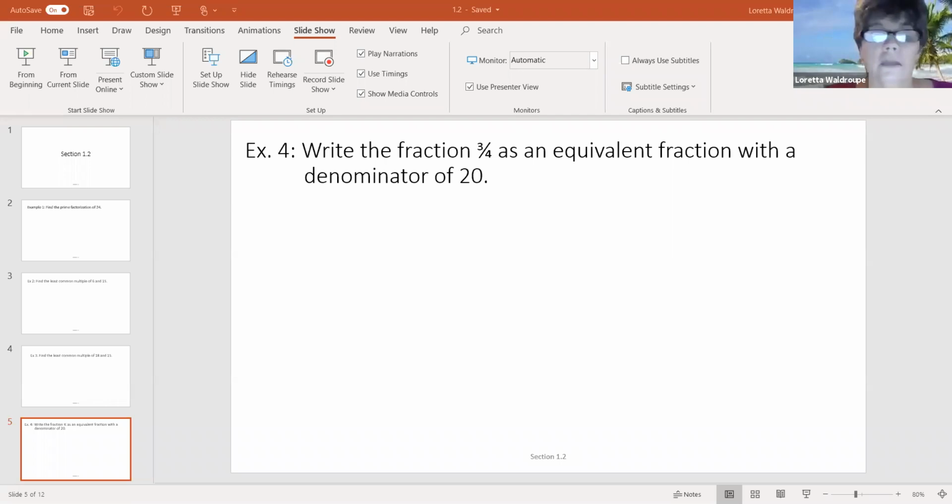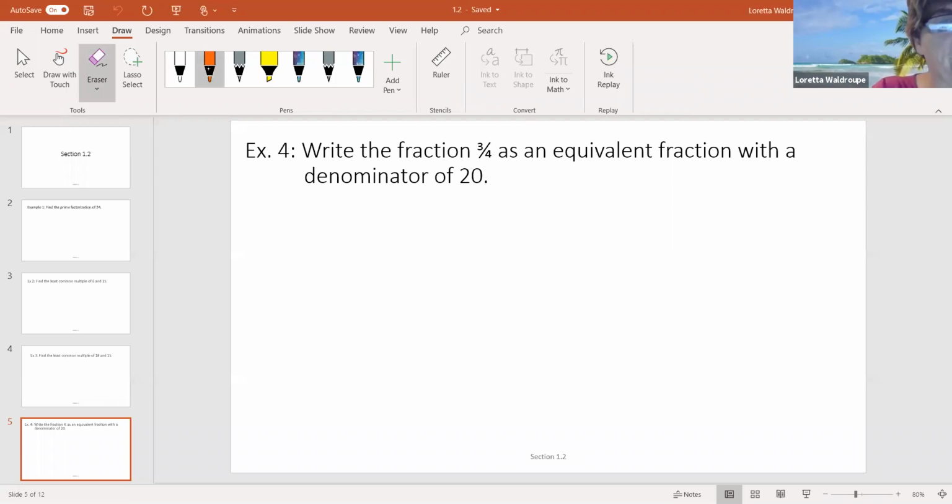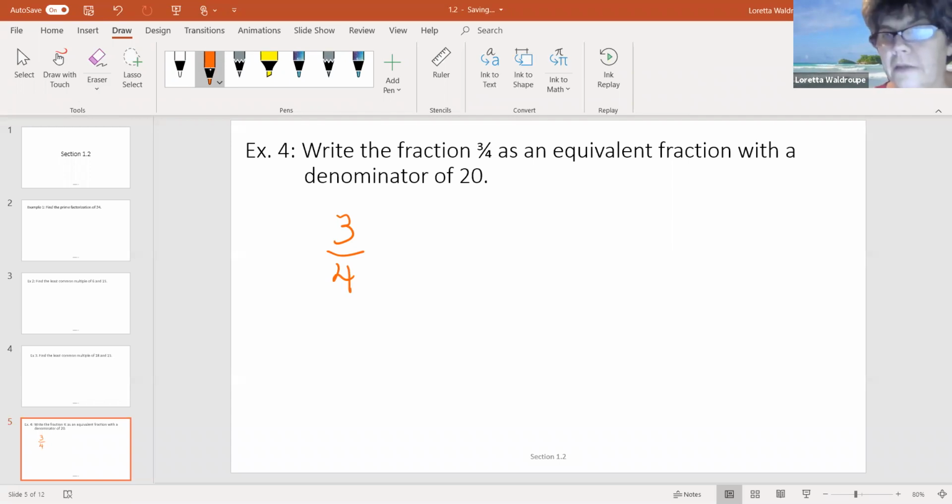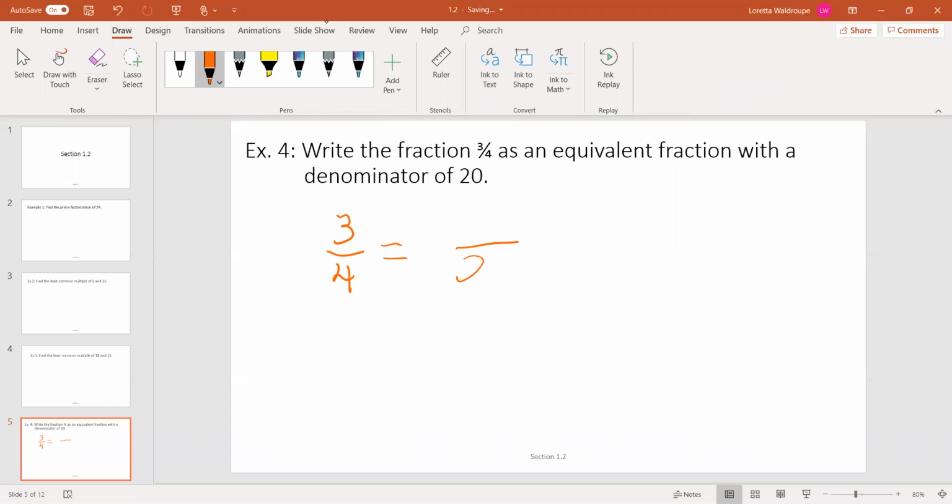So let me share my screen here. Okay, so in this lecture we're asked to take the fraction 3/4. And I'm going to turn my video off just so I can lay my computer down and have it easier to write on. And we want to write it with a new fraction where 20 is the denominator.